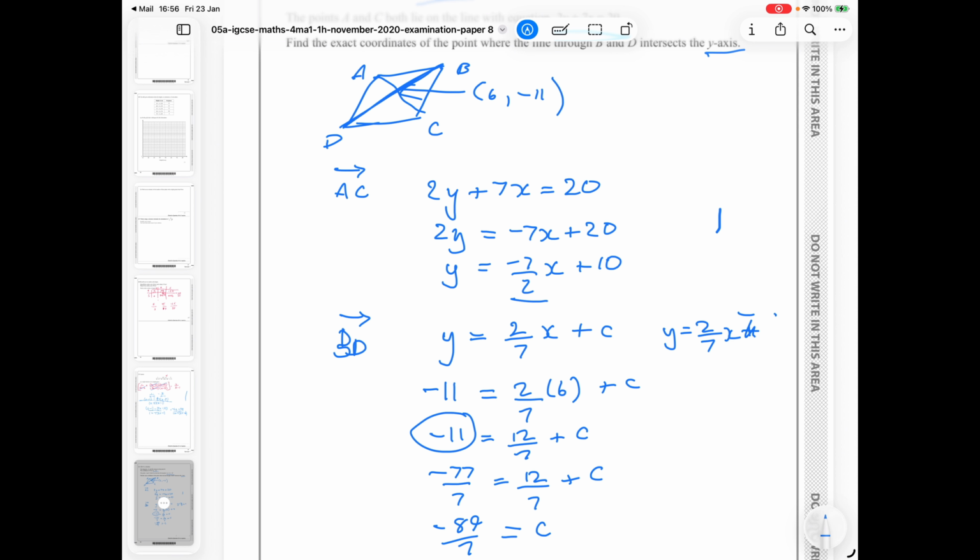So the point where BD intersects the y-axis is y equals 2/7 x minus 89/7, and that is minus 12 and 5/7. So that's your y-intercept.